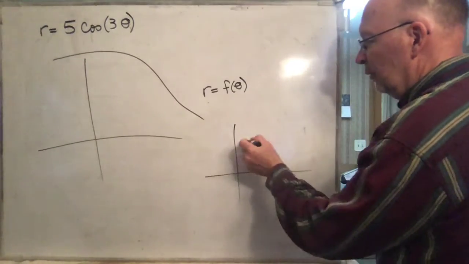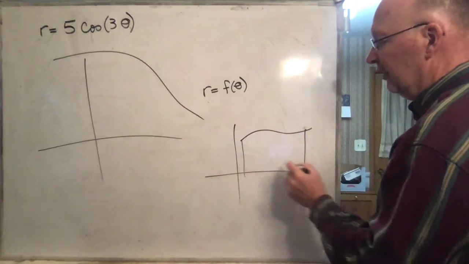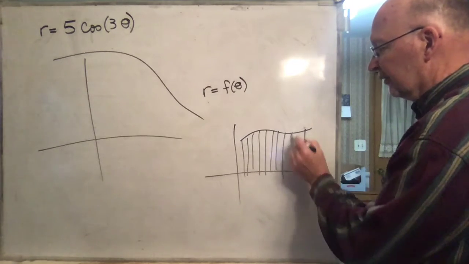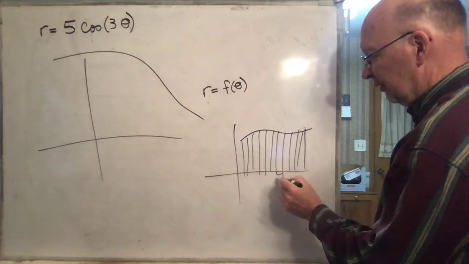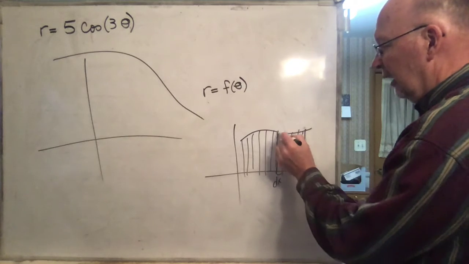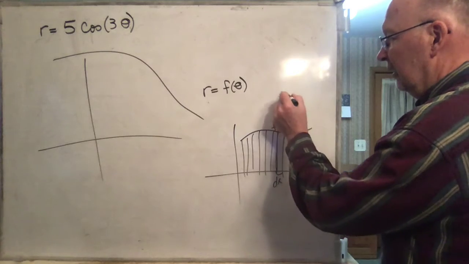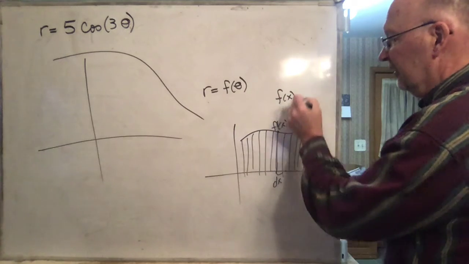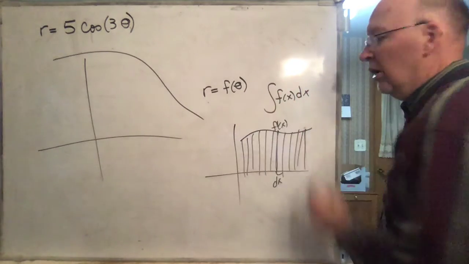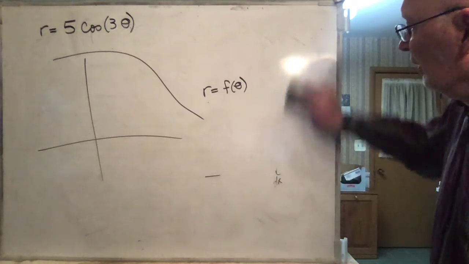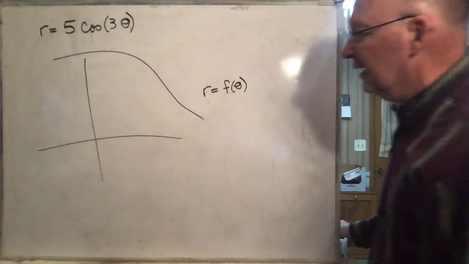Well, go back to how we found areas under curves. Areas under curves, what did we do? We added up a whole bunch of little rectangles, agreed? This was a little dx right there, and the height of it was f of x. And so we took the height times the thickness, and we added them all up, and that gave us the area.